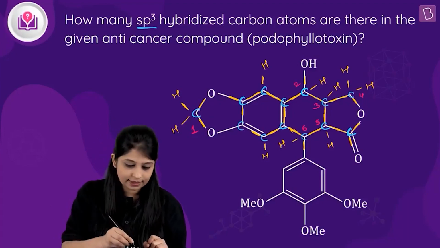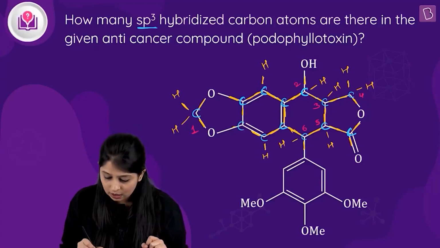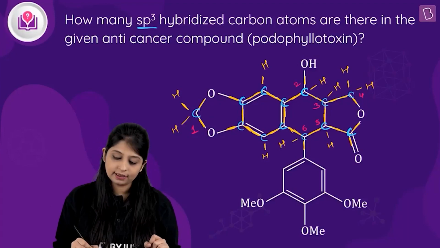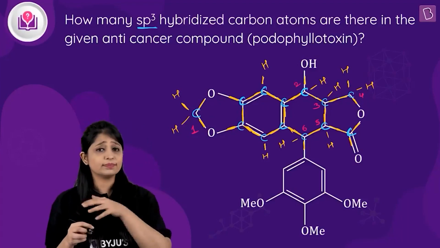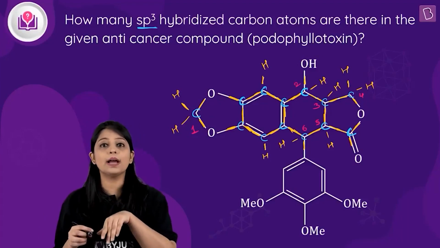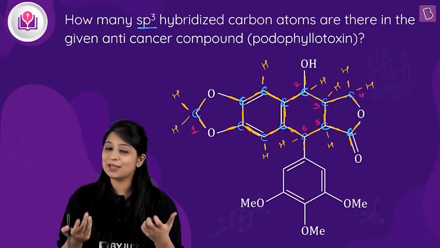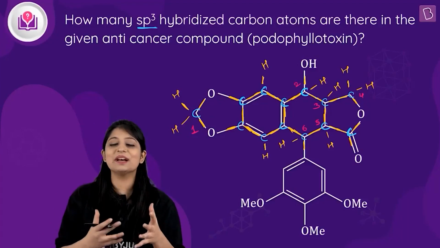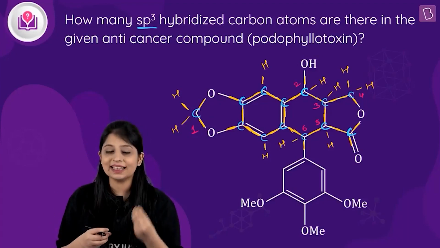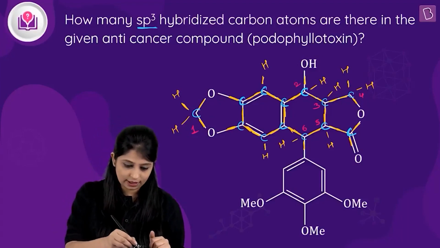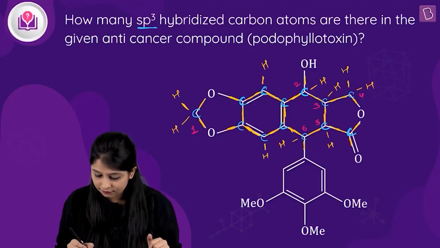Next carbon atom, same case here as well. 1 sigma bond, 2 sigma bond, 3 sigma bond, and the double bond is what? Double bond involves 1 sigma bond and 1 pi bond. The steric number of this carbon atom is 3. That's why it is sp2 hybridized. Okay, let's have a look at other carbon atoms that are left.